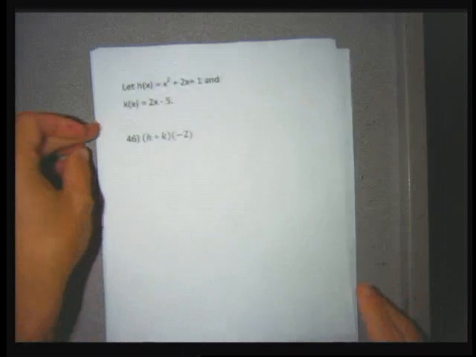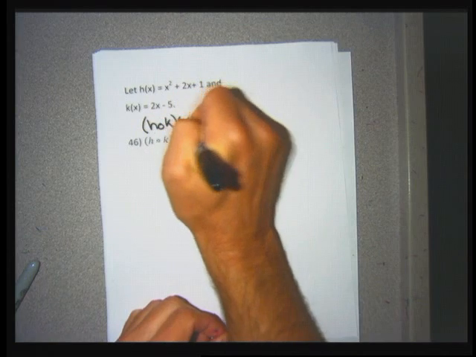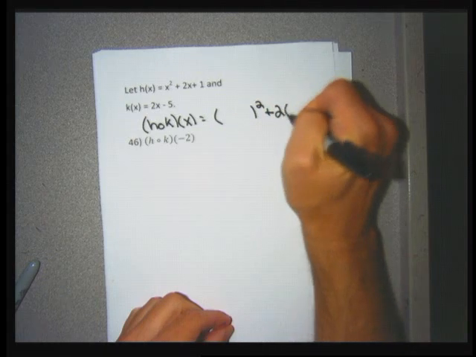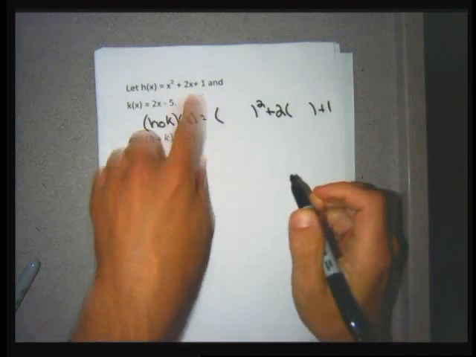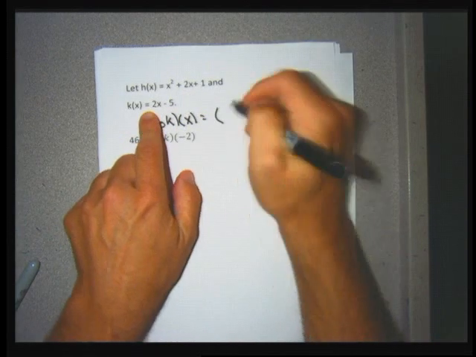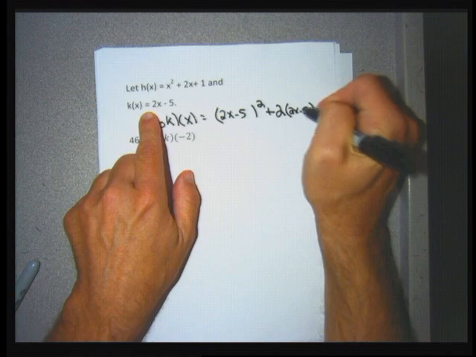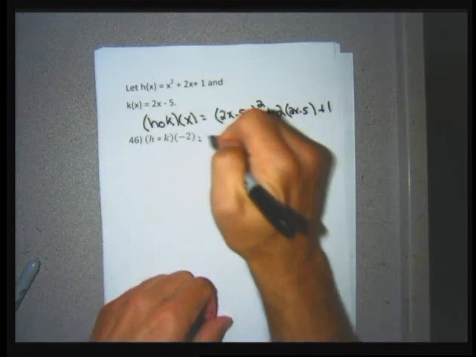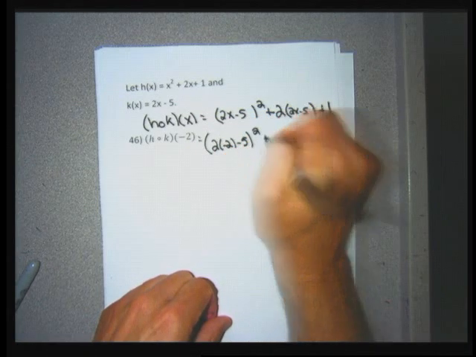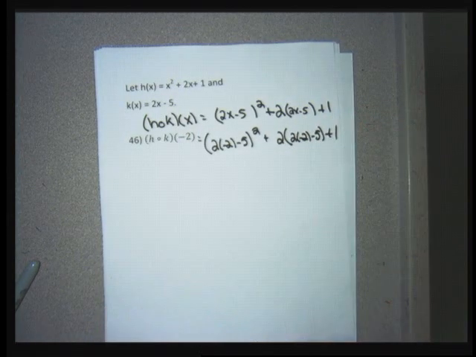Problem 46 wants me to do h composed with k of -2, even though I just did h composed with k of x. I'll do it again. H composed with k of x I get by writing the h function, which is x squared plus 2x plus 1. I write it without the x, leave a parentheses where the x's were, and put the right side of the k function inside the parentheses. If I didn't have this negative 2 to work with, I'd have to simplify that. But because I have the negative 2, I'm going to change the x's to a negative 2, and then I'll simplify.